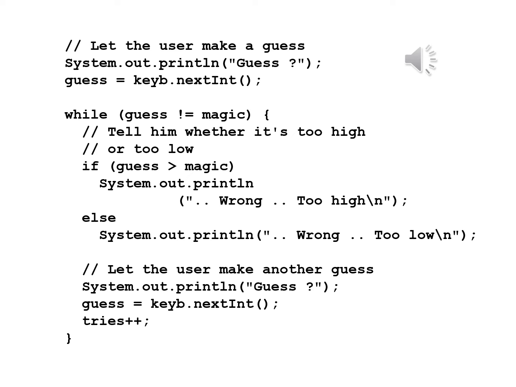We don't deal here with the case of whether the guess is actually the magic number, because the condition for entering or re-entering the loop makes that not possible within the loop. We now have a comment. Let the user make another guess. System.out.println guess, and now guess equals keyboard.nextInt, and tries plus plus means we add 1 to the number of guesses that has been made.